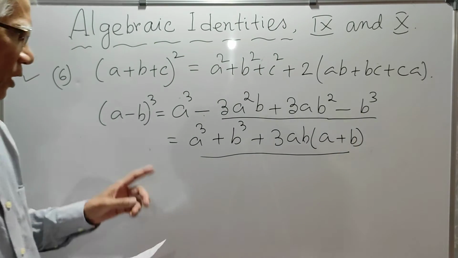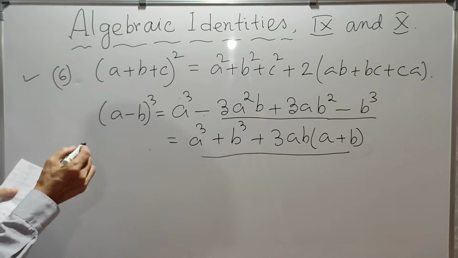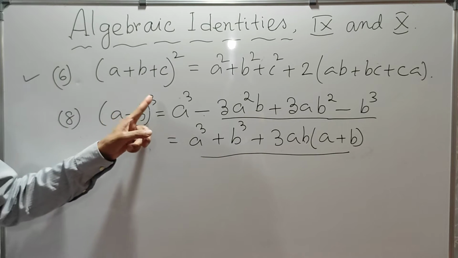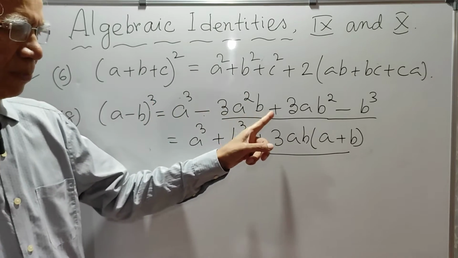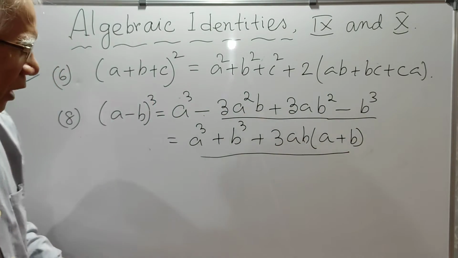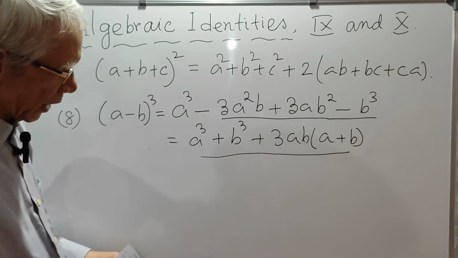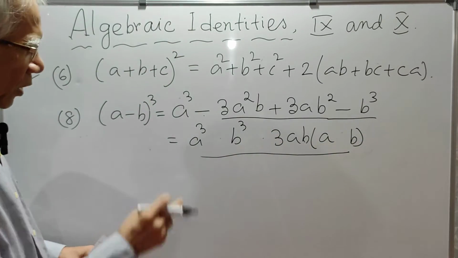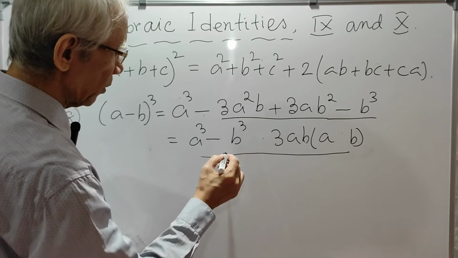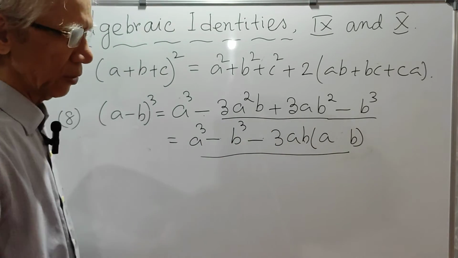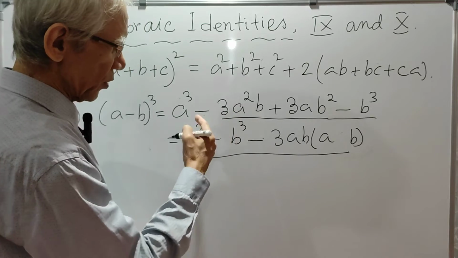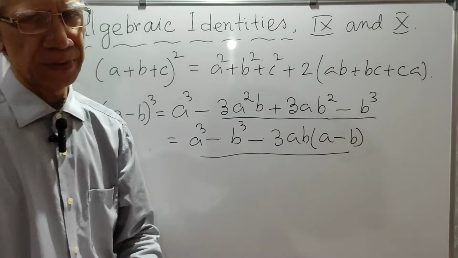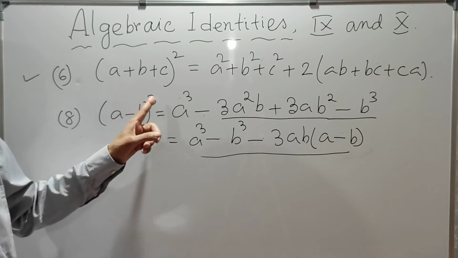This is the answer. So (a-b)^3, what was it? It was the 8. Yes, 8. All right. (a-b)^3 = a^3 - 3a^2b + 3ab^2 - b^3. Now if you want to write in this form, so this will be a^3 - b^3. Then from these two you take minus 3ab common, then you will get (a-b). All right. So (a-b)^3 is this.